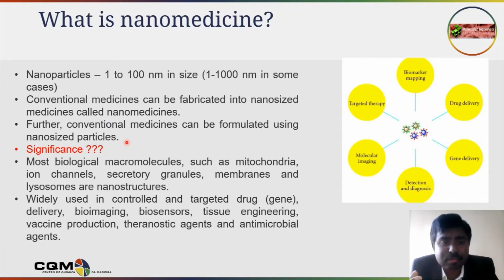So what is the significance of nanomedicine? Most biological structures such as mitochondria, ion channels, secretory granules and lysosomes are nanostructures. So it is easier for nanomedicines to target these nanostructures, engineer them and repair them without side effects, and also have more bioreactivity. That's why nanomedicines are used as controlled and targeted drug delivery systems, in bioimaging, biosensors, biomarker mapping, gene delivery, molecular imaging, and in several biomedical and pharmaceutical applications.